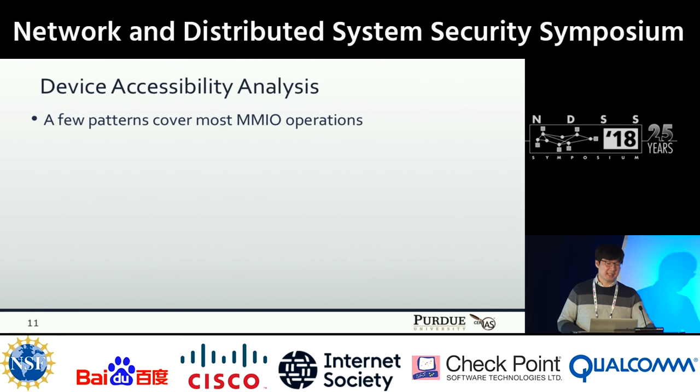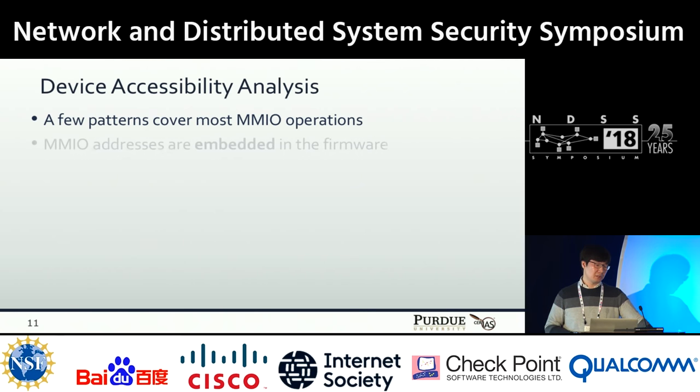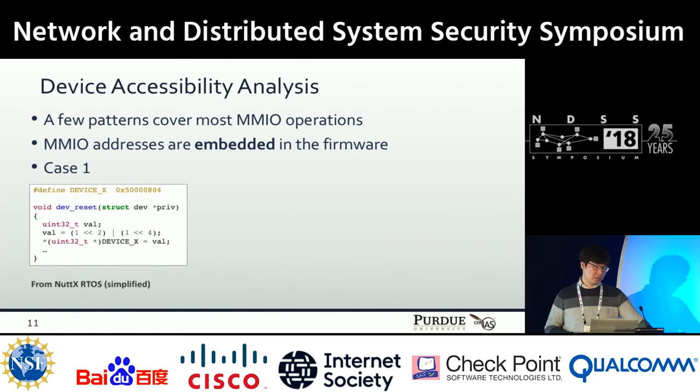Device accessibility analysis is feasible mainly because we found that only a few patterns cover most of the I/O operations in the firmware. So there are a limited number of cases. Also, MMIO addresses, the addresses of the mapped physical devices, are embedded in the firmware mostly as constants, so we can do analysis from the constant addresses backward. For example, the simplest but most pervasive case in firmware is that the address of a device is defined as a macro, and then it is directly dereferenced for a store or load in a statement like that.